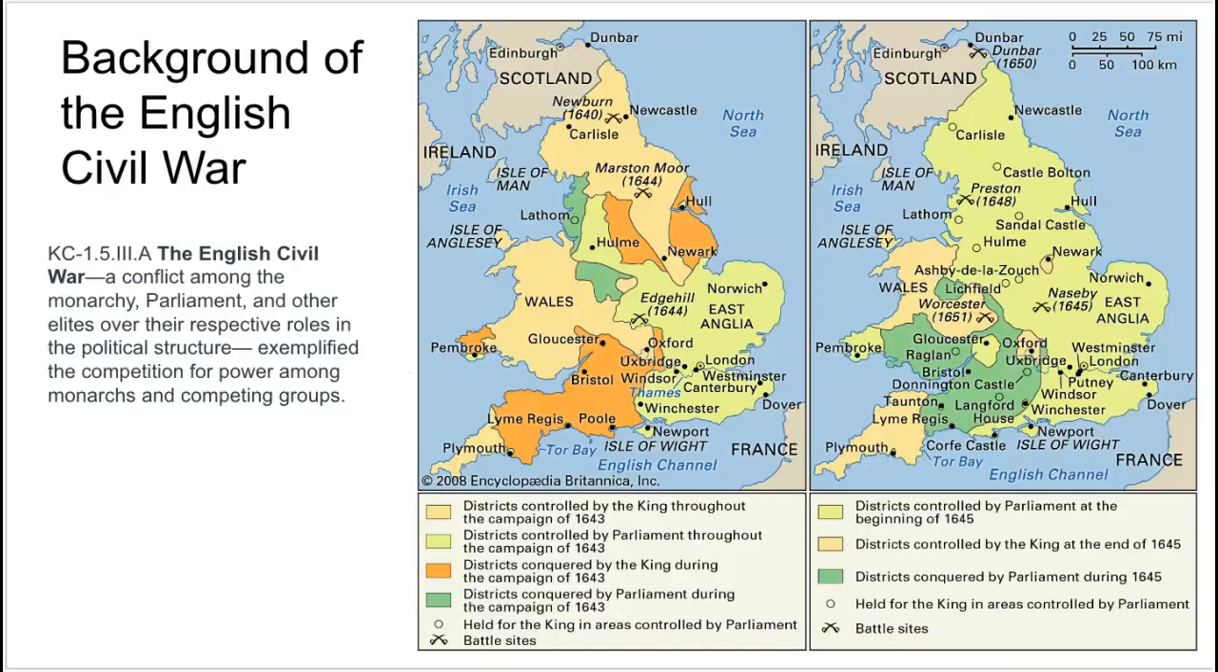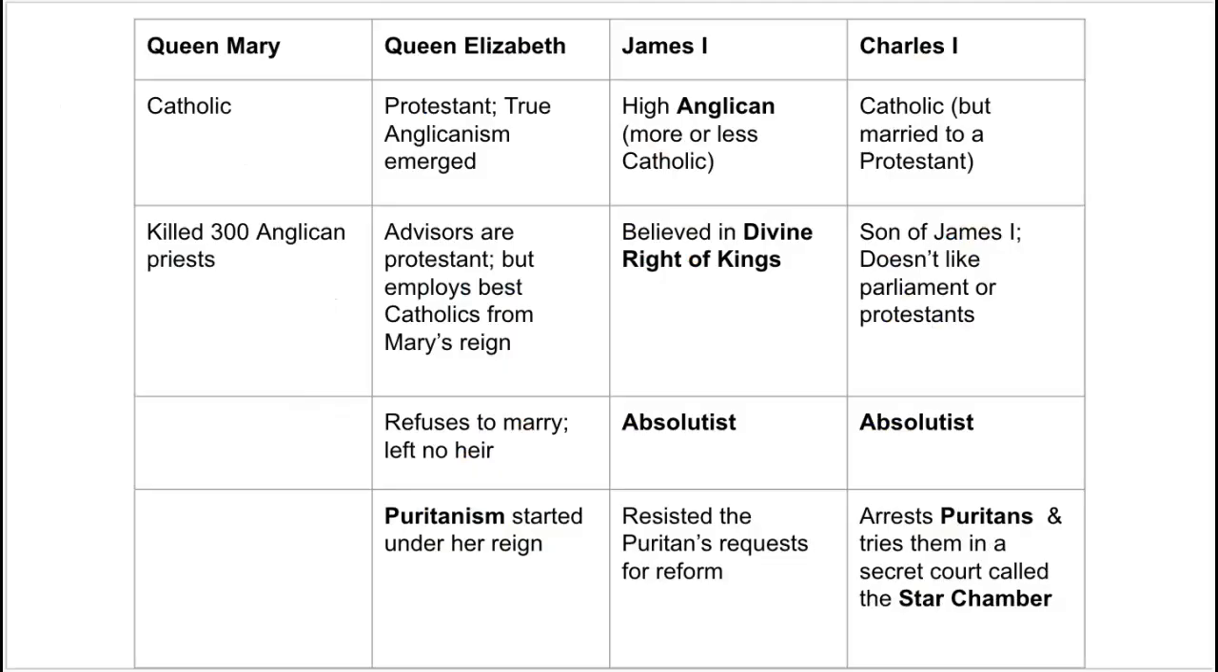So let's talk a little bit about the English Civil War. Your key concept outline says that it was a conflict among monarchy, the parliament, and other elites over respective roles in political structure, exemplified the competition for power among monarchs and competing groups. So what we see here over time with the English Civil War is that more districts start to become controlled by the parliament. That's here in light green, compared to the beginning of the war. So I think you can already tell who is going to be winning. The two sides basically are the parliamentarians and the royalists.